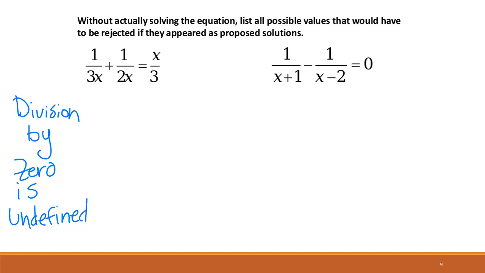So when we do that, we want to make sure that we state clearly what x cannot be. So in this case, we could take the denominator and set it equal to 0 to find out what they cannot be. So any denominator that has a variable in it, I'm going to set to 0 and then solve for that variable.